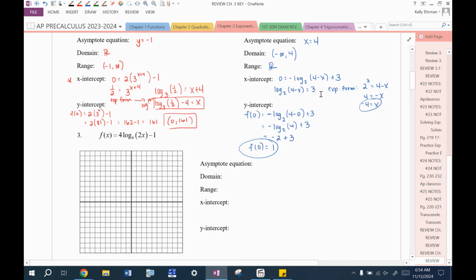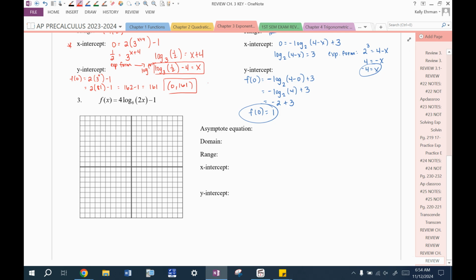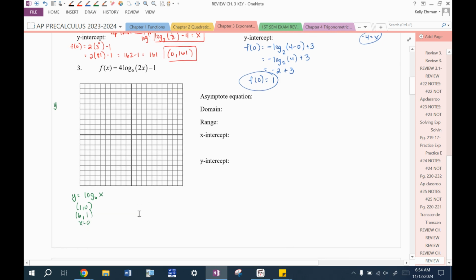So the third graph is a log base 6. Let me do this down here. Y equals log base 6 of x. So the original points are (1, 0) and (6, 1), and x equals 0. And then there's a 2 in front of the x and a 4 on the outside. So every x gets divided by 2, and every y gets multiplied by 4. So this becomes (1/2, 0) and (3, 4).